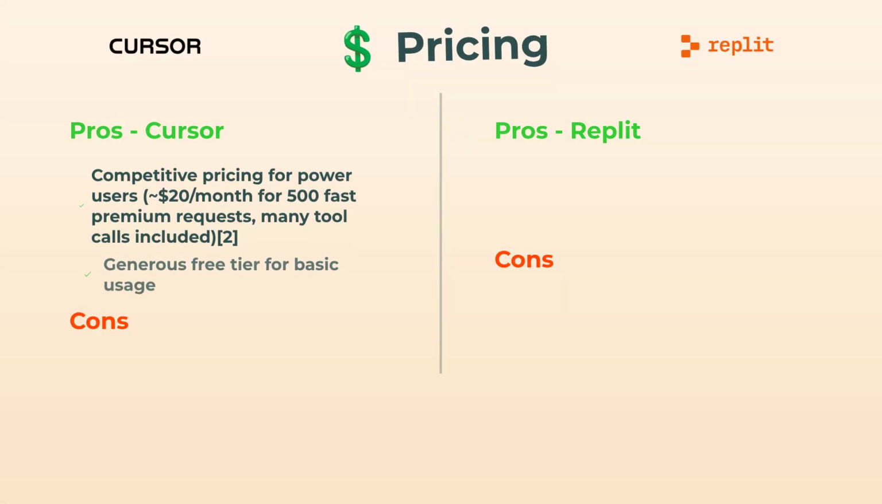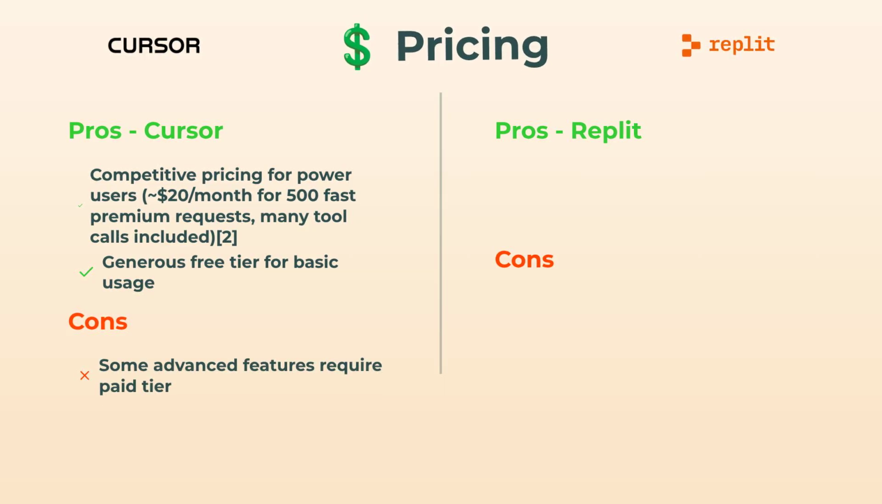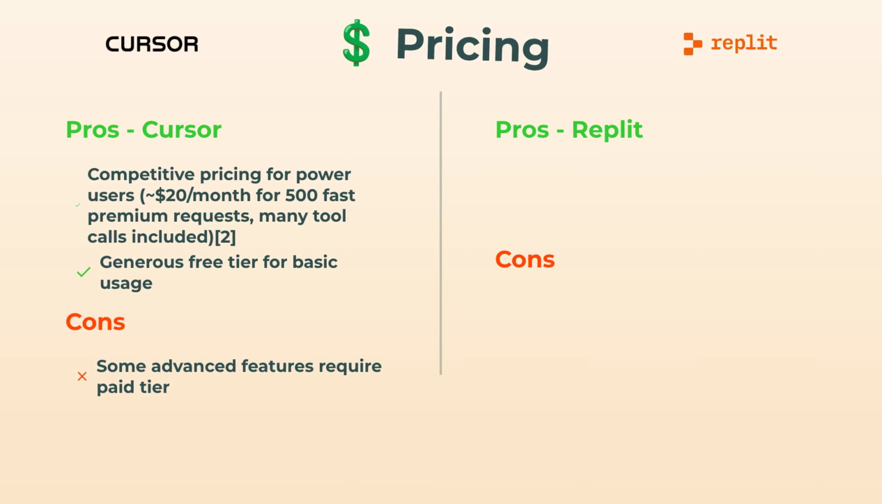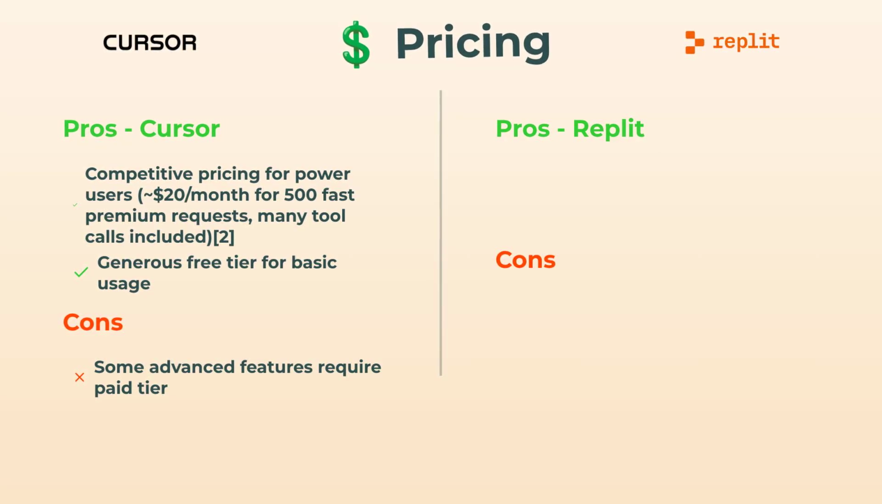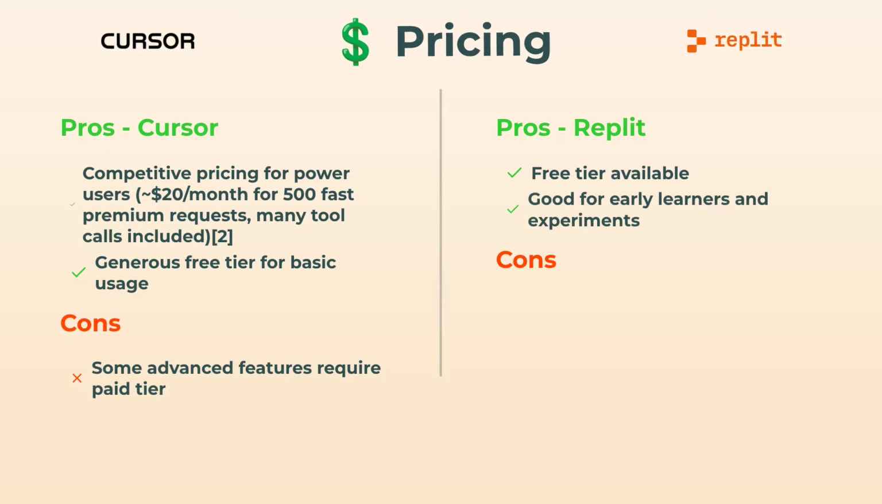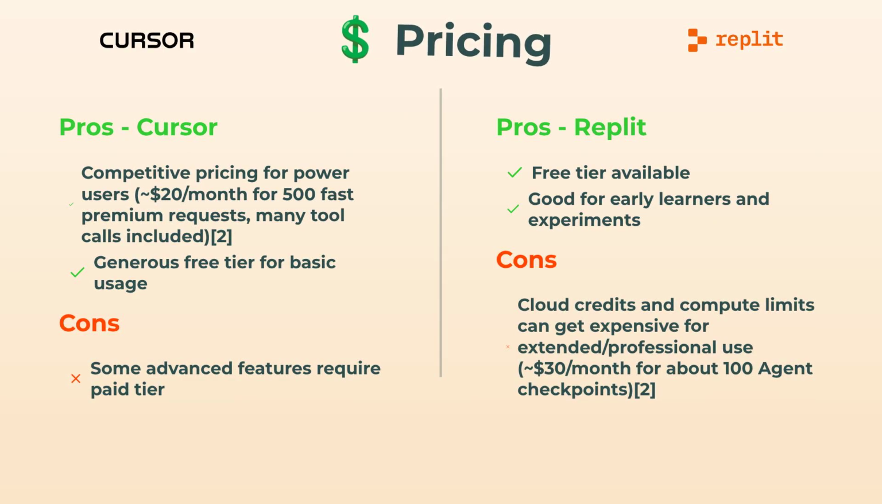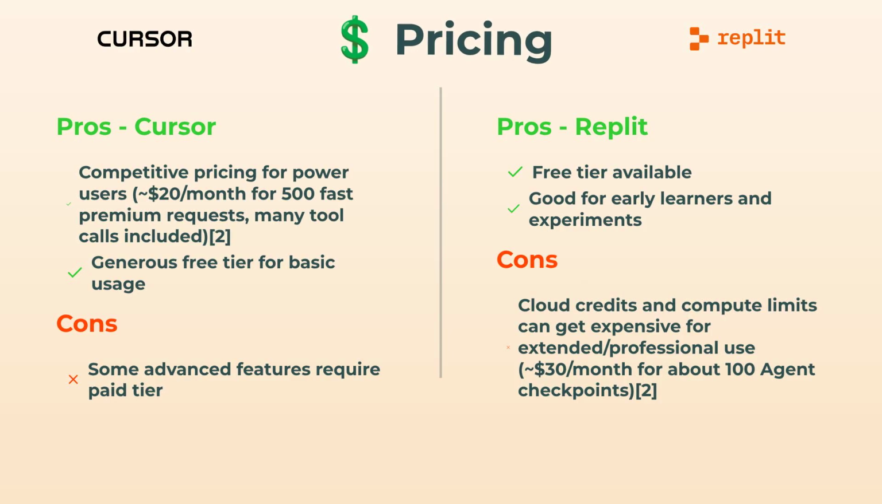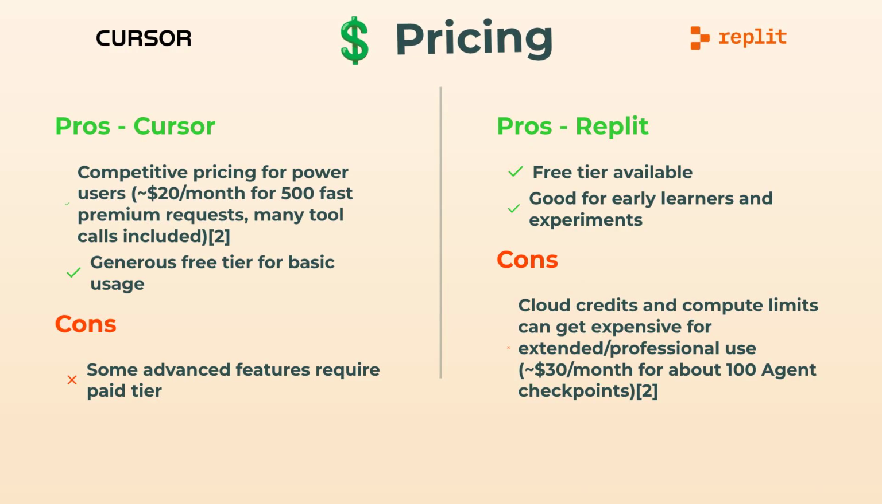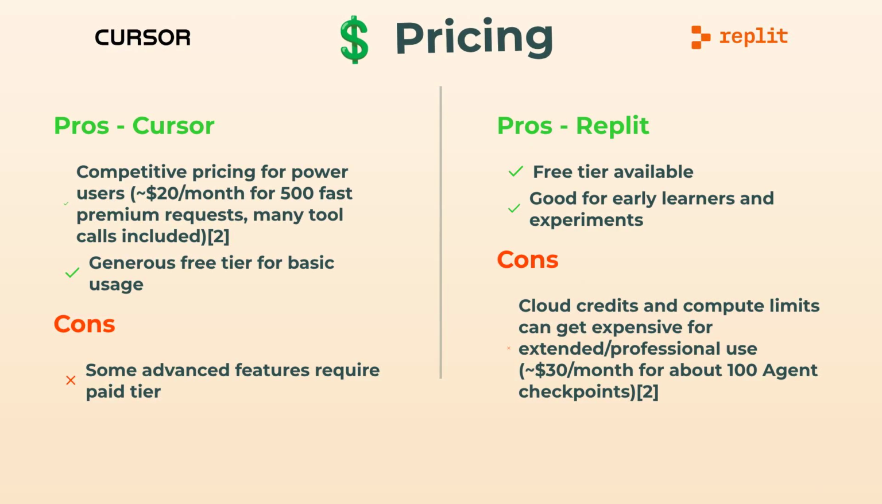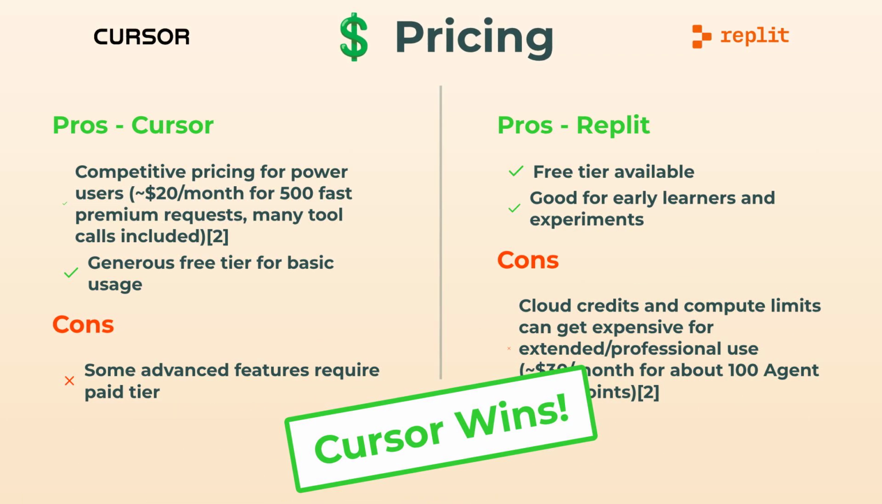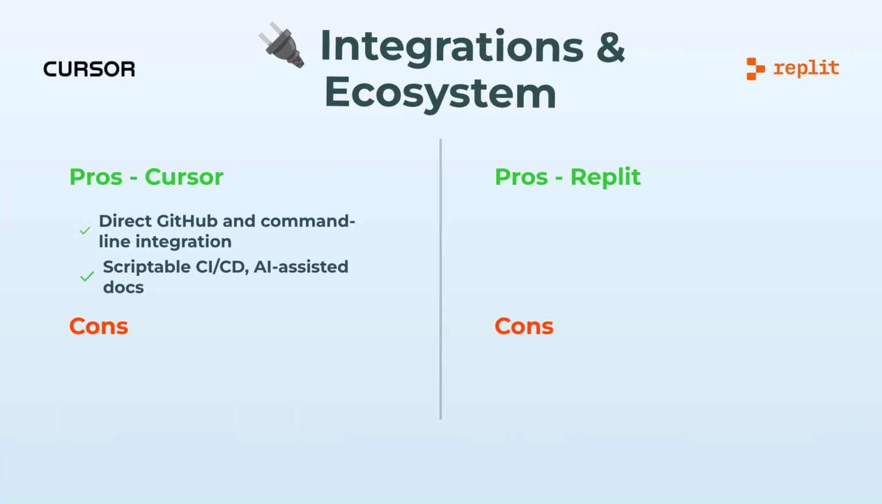Let's talk pricing. Cursor is actually kinda generous for what it offers. Power users get a lot, the paid tier lands around $20 a month for a big chunk of AI requests, and the free tier's pretty usable if you just want to dip your toe in. Some features do hide behind that paywall though. Replit gives you a solid free tier too, and it's great for experimenting, but if you ramp up, all those cloud credits and compute fees can stack up. It's like $30 a month for a basic pro setup, so for folks who really use their editor a lot, Cursor pulls ahead here.